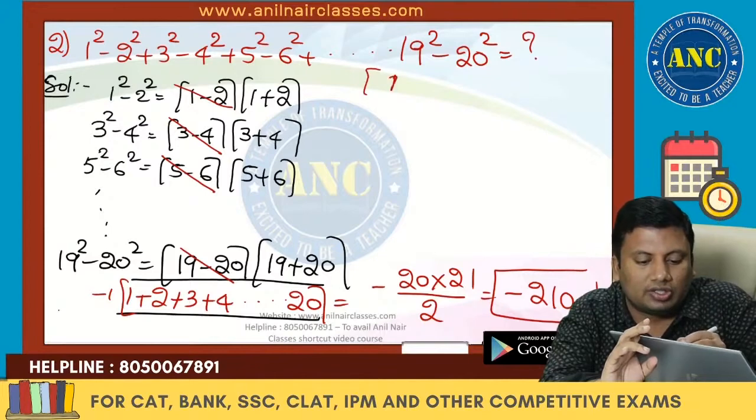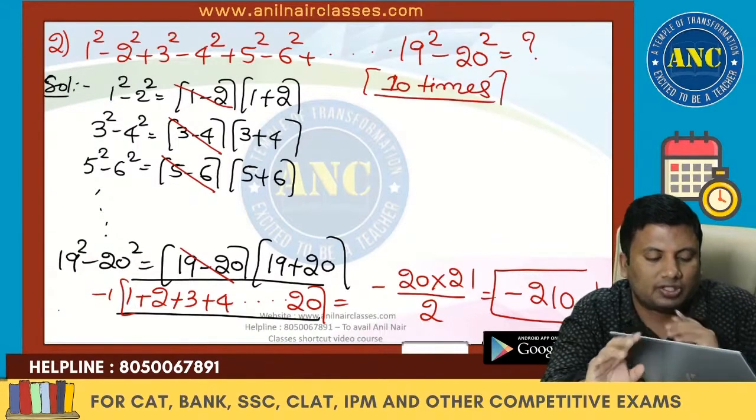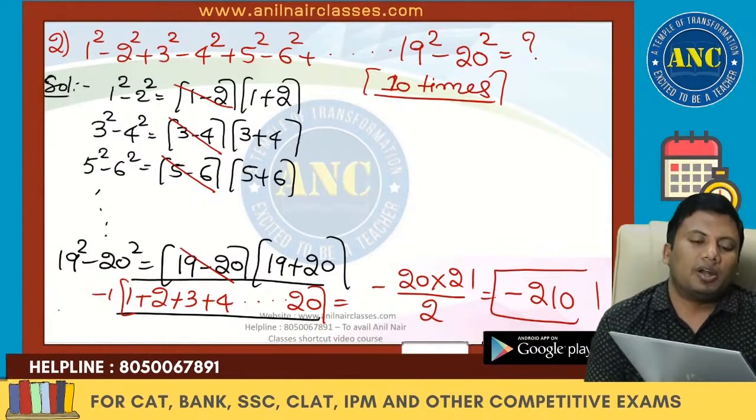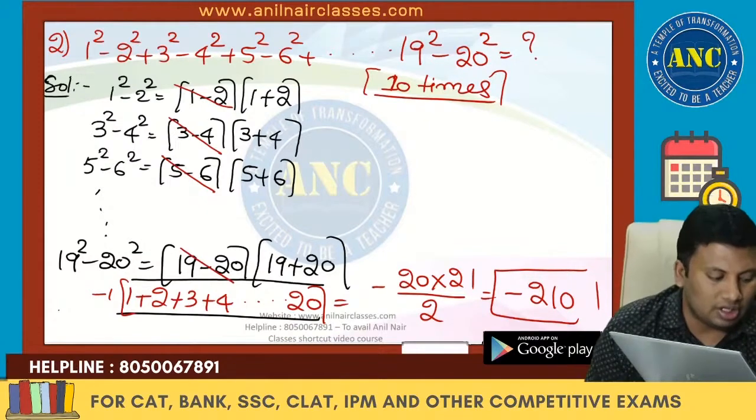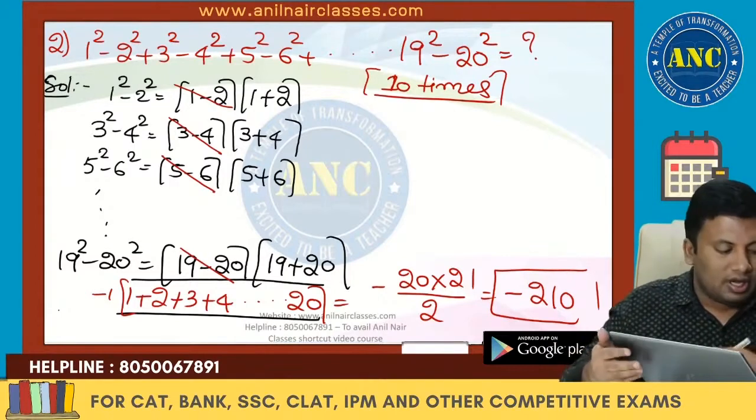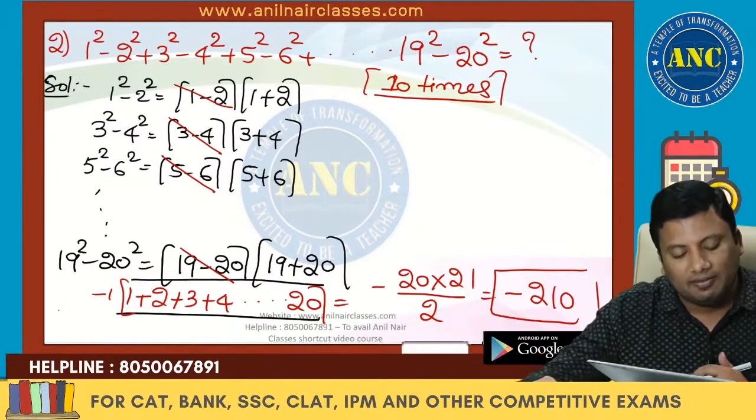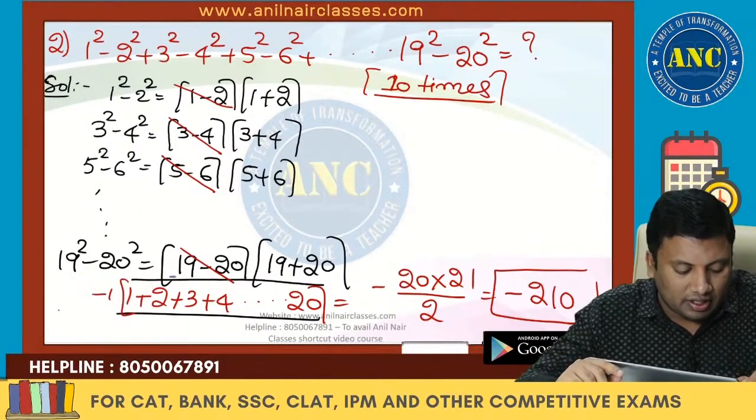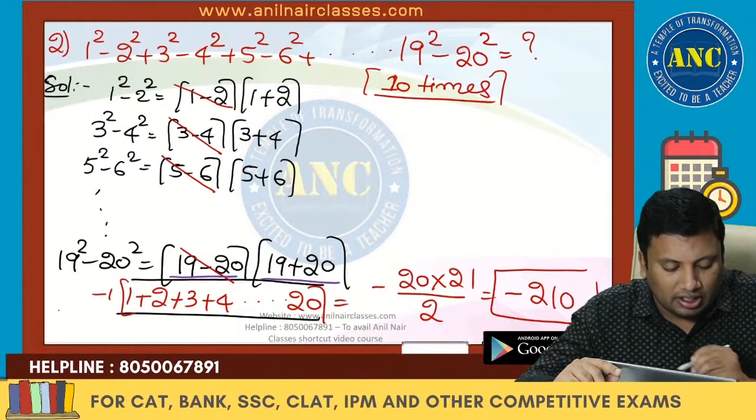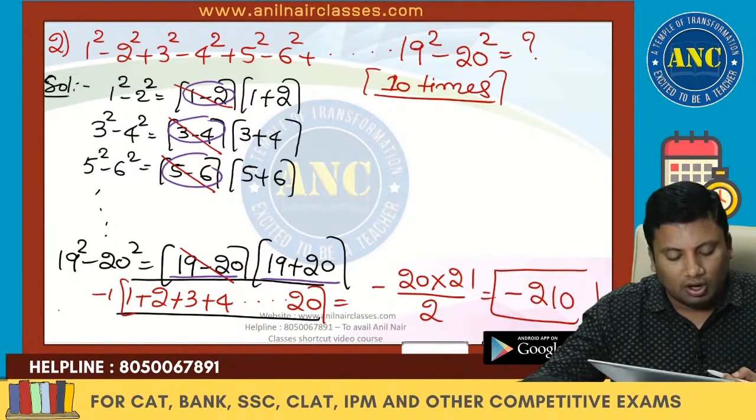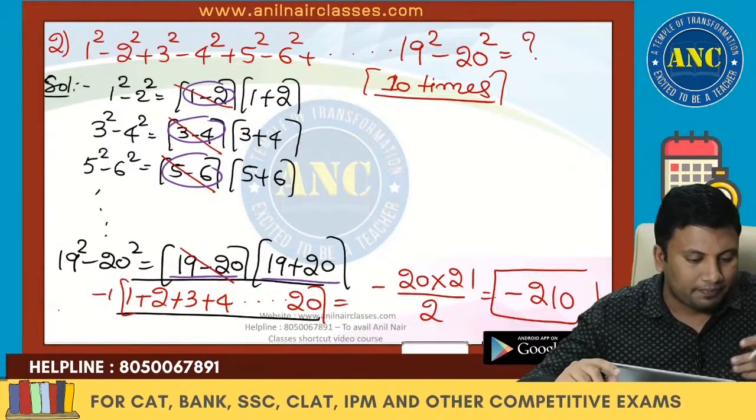This question I saw at least 10 times coming in various examination papers. Most repeated question. 1 square minus 2 square is 1 minus 2 into 1 plus 2. 3 square minus 4 square is 3 minus 4 into 3 plus 4. 5 square minus 6 square is 5 minus 6 into 5 plus 6. 19 square minus 20 square is 19 minus 20 into 19 plus 20. All these are equivalent to minus 1.